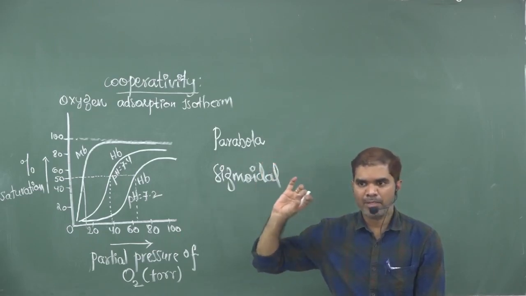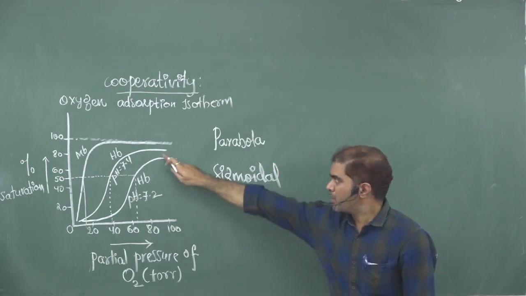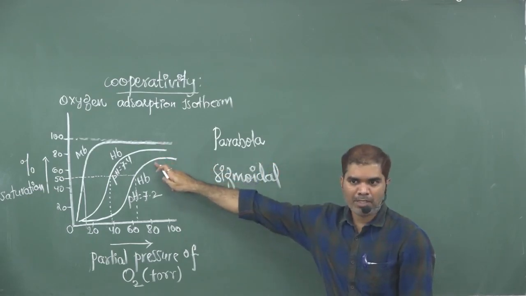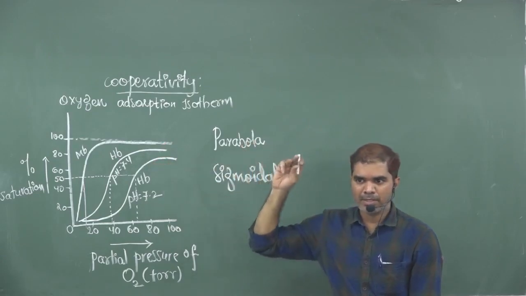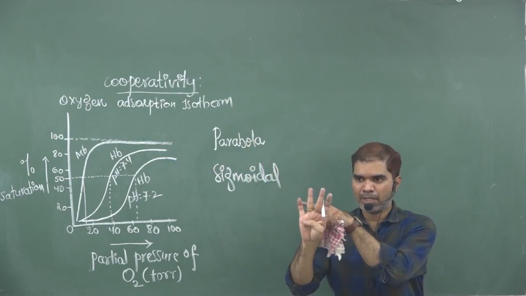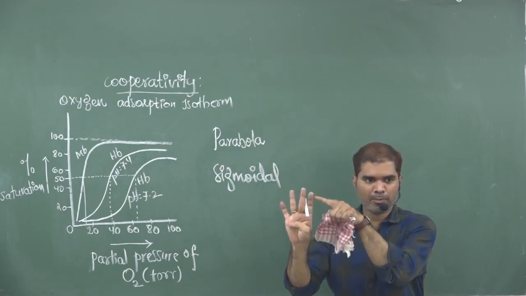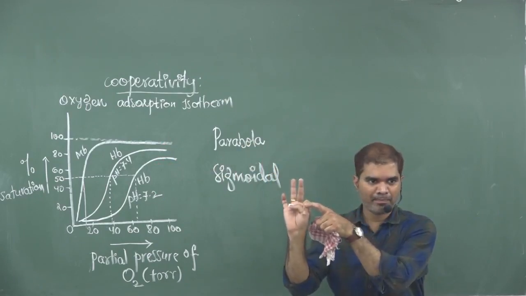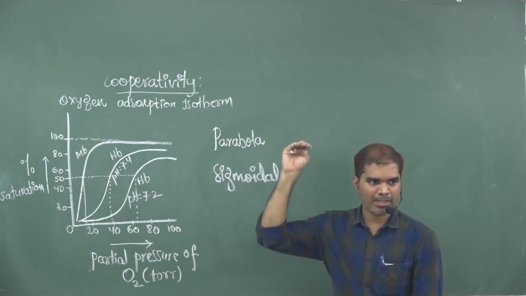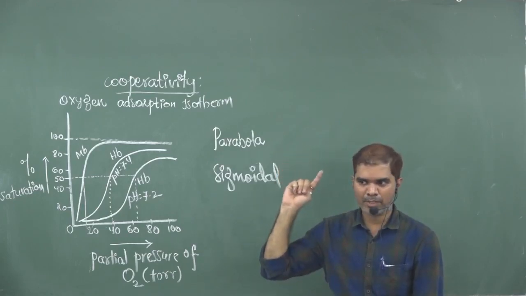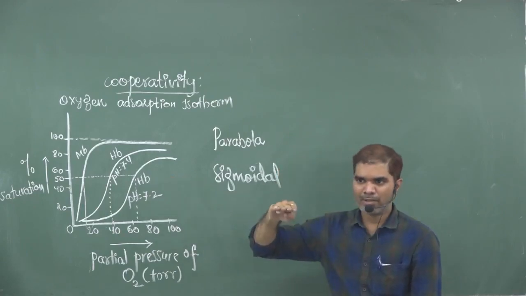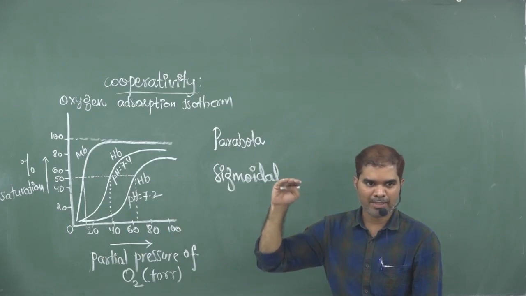But whatever may be the condition, it is not reaching 100%. Hemoglobin will never reach 100% saturation. Suppose three units are having dioxygen; when dioxygen binds to the fourth unit, from the remaining three one might unbind. So the average is only 2.8. I will never get 100% saturation for hemoglobin. First point to remember.